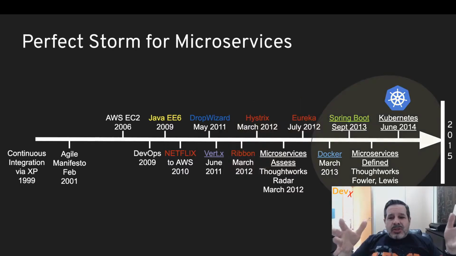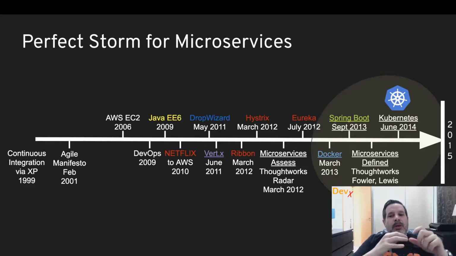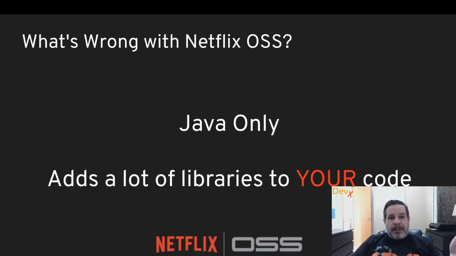And of course, since 2013, 2014, we saw the perfect storm for microservices. We had Spring Boot, which is still very popular. We had the release of Docker, then those containers could be managed by Kubernetes. Microservices were finally defined by ThoughtWorks, and since 2015, five years ago, we are producing cloud-native applications. But what's wrong with Netflix OSS? The problem is that it's Java only and adds a lot of libraries to your code.